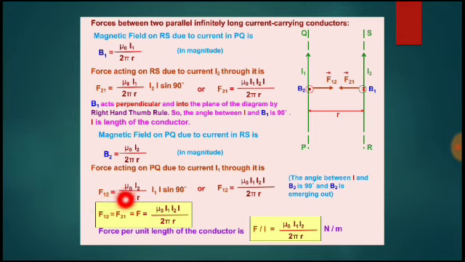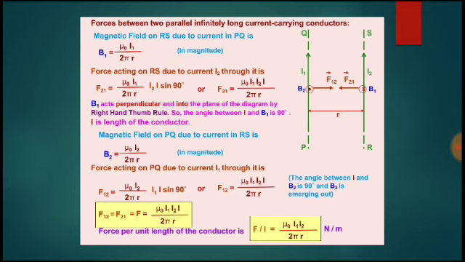Therefore, F12 is equal to mu naught I2 divided by 2 pi r into I1 into L sin theta. Here sin theta is equal to 1. Therefore, F12 is equal to mu naught I1 I2 L divided by 2 pi r. Now, F12 and F21 are both equal, no? Both have the same value, mu naught I1 I2 L divided by 2 pi r. F is equal to mu naught I1 I2 L divided by 2 pi r.